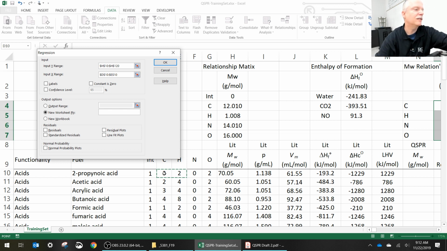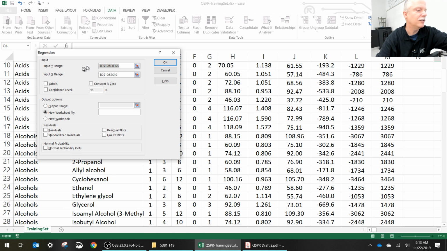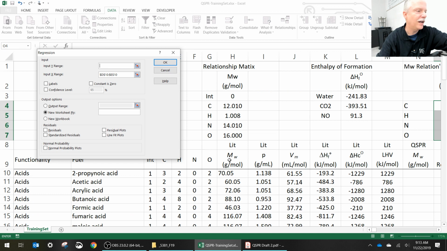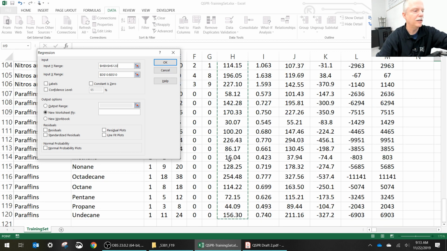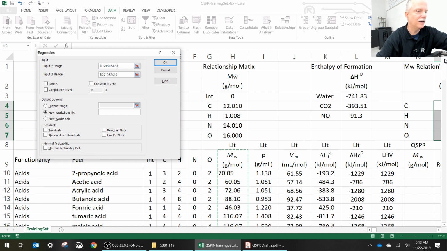Oh, let's do this. Let's get labels on this. So come back up to the Y range, delete what you've got, and grab that title too. So molecular weight, and go all the way down. So we're going from H9 to H120. See, I've got the molecular weight here. And then I'm going to click this checkbox, label. See here, this checkbox? Click that to tell it I've got a row of labels in my data set.